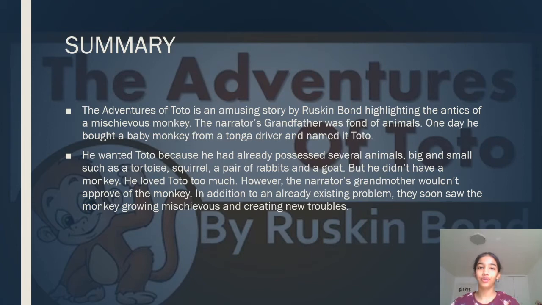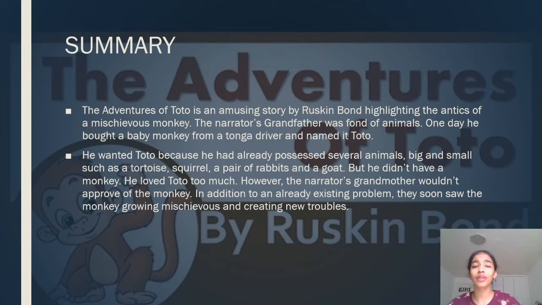So The Adventures of Toto is a very, very amusing story written by Ruskin Bond, highlighting the antics of a very mischievous monkey. So the narrator's grandfather was very fond of animals. In fact, he had his own private zoo in his house of various kinds of animals. And that's when he stumbled across this baby monkey from a Tonga driver, and he bought it for 5 rupees, and he named this monkey Toto.